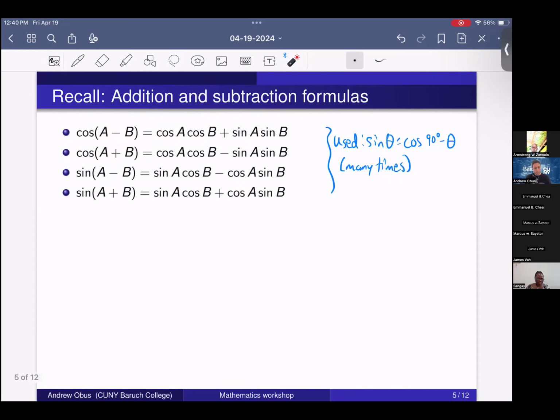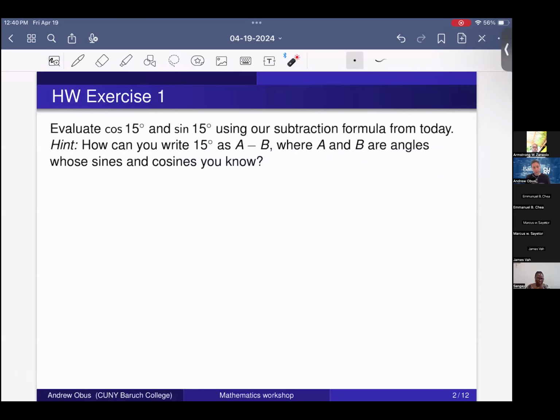Okay, so let's go back to the homework. The first homework question is, we know how to do cosine and sine of 30 degrees, 45 degrees and 60 degrees, but usually we've not memorized cosine of 15 degrees and sine of 15 degrees. So we want to evaluate cosine of 15 and sine of 15 degrees by using the subtraction formula. Here's cosine of 15 degrees, and this is sine of 15 degrees. If we're going to use the subtraction formula, how should we write 15 degrees as a minus b, where we know the angles a and b?